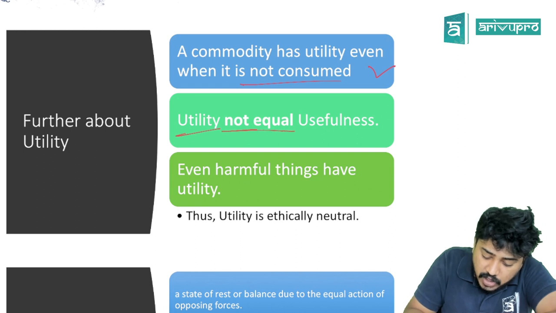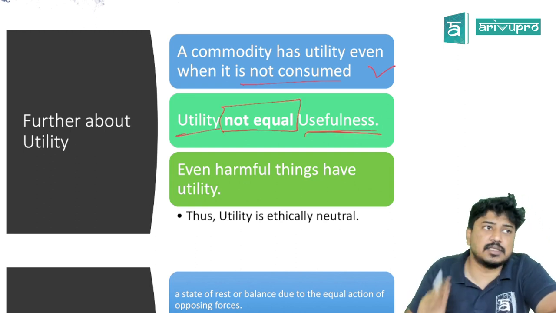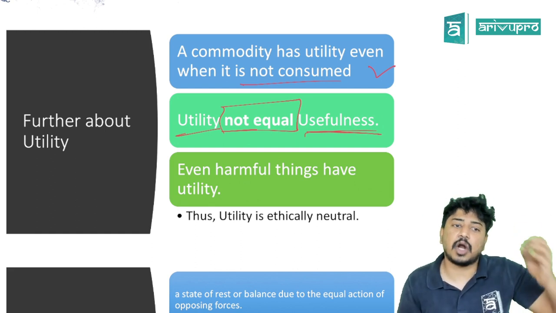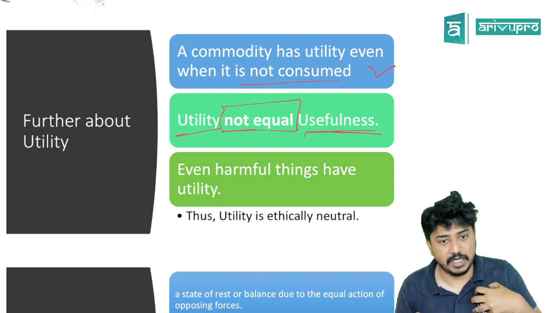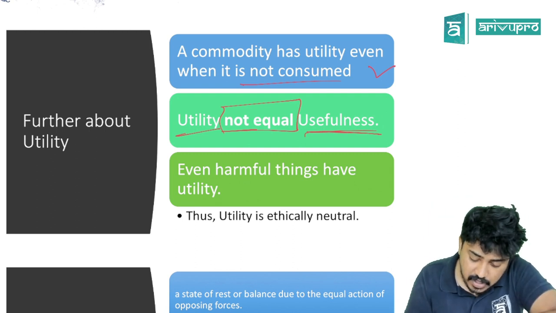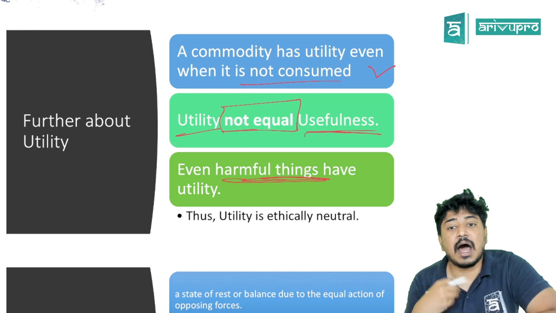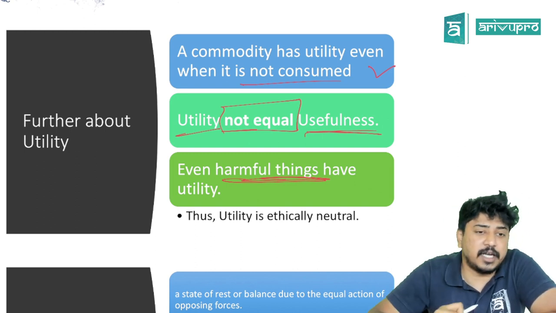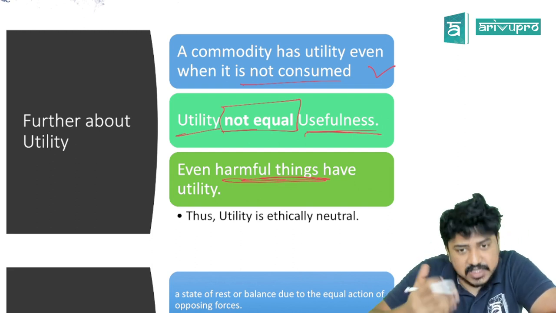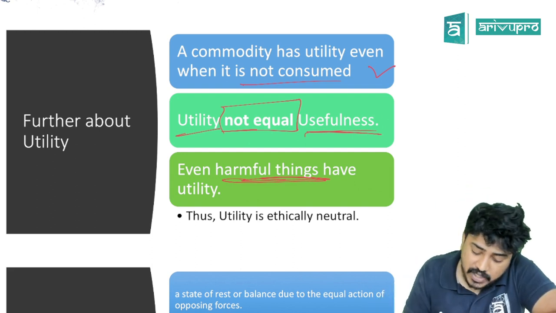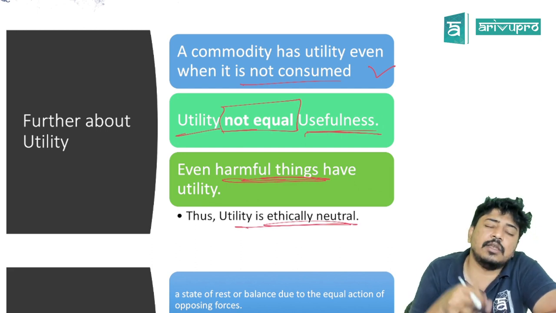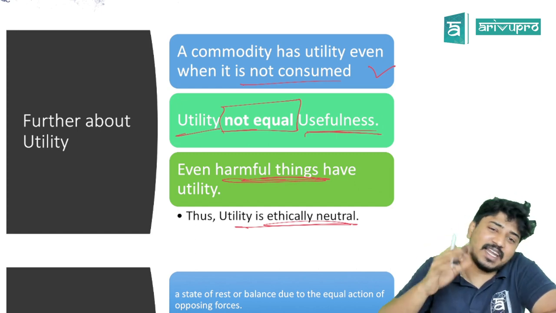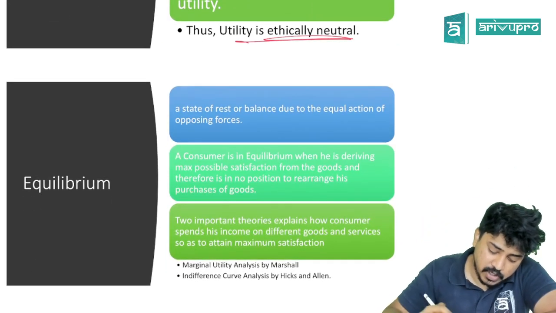So utility is not equivalent to usefulness. Do not consider how useful or not useful a product is. Even a product which is not useful might have utility, as well as a harmful thing. A harmful thing can also have utility. For example, a cigarette can be harmful for you, but still it will give you utility. That is why they say utility is an ethically neutral concept. Utility does not talk about ethics. Every item will have utility.